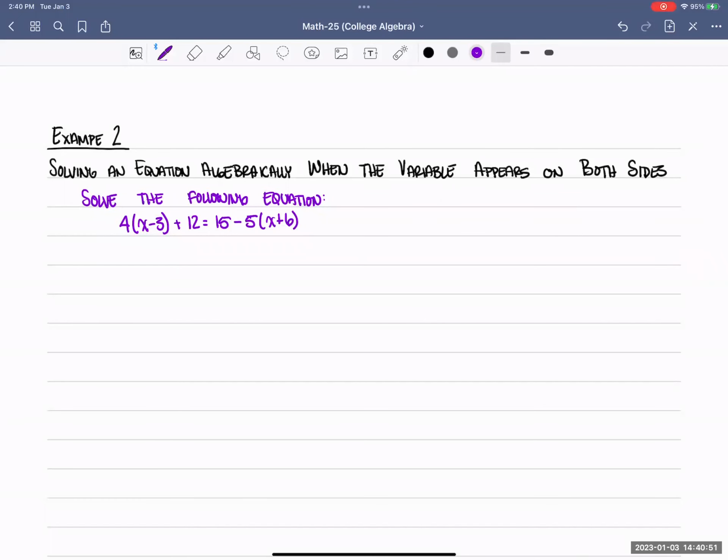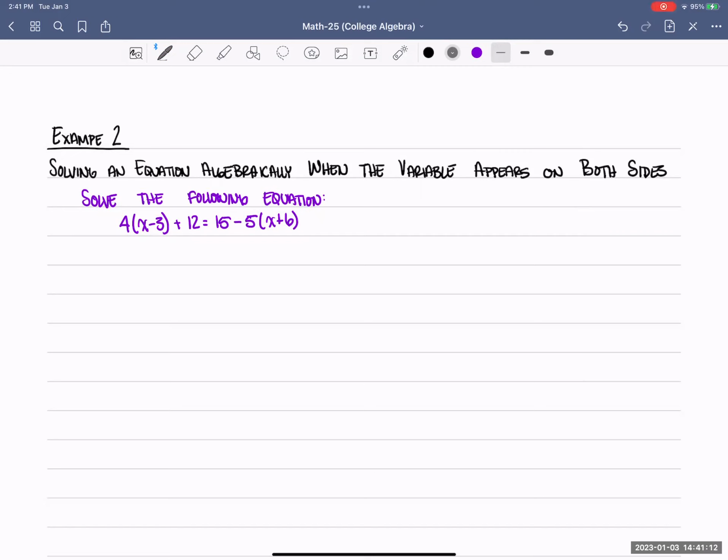Section 2.2, example 2, solving an equation algebraically when the variable appears on both sides. So solve the following equation. We have 4 times (x minus 3) plus 12 is equal to 15 minus 5 times (x plus 6).